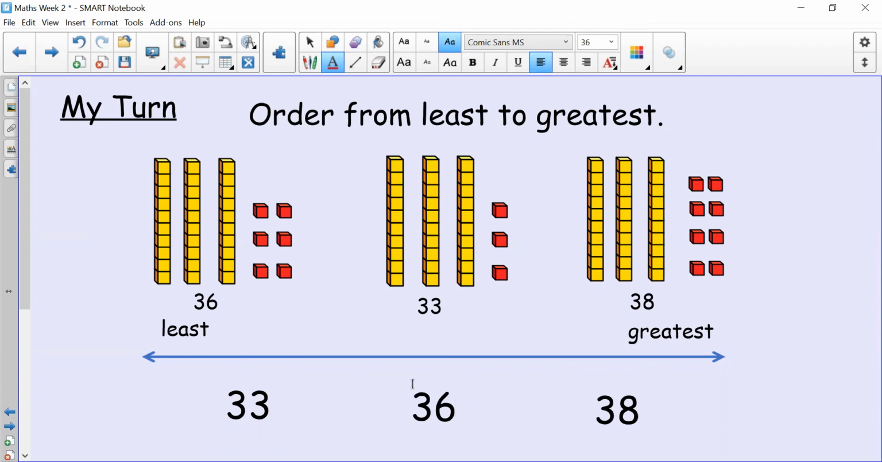So I've ordered those numbers from the least to the greatest. 33 is the least, then 36, and then 38 is the greatest. So now I'm going to use my symbols to compare them as well. So 33 is less than 36, and 36 is less than 38.